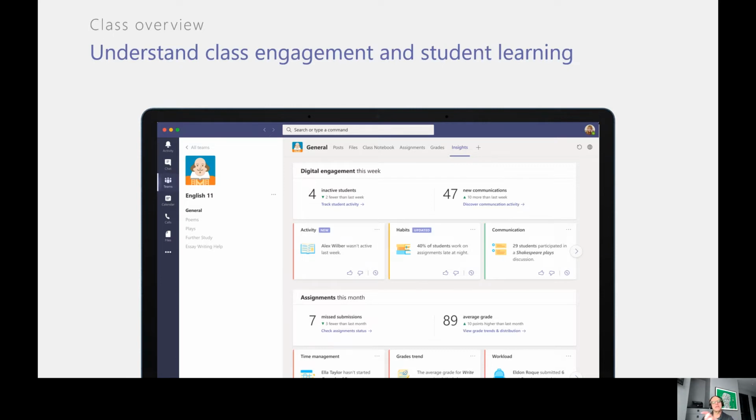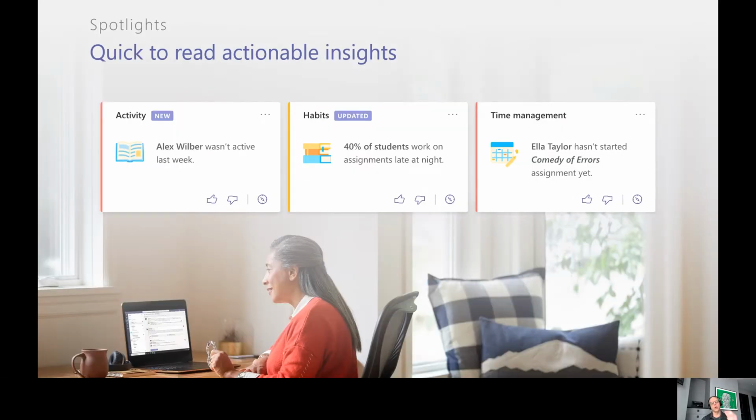And what I want to focus on next are the boxes in the middle, because we've done work to do the AI and detection of what the data reveal that might not otherwise be clear. For example, did you know that there's a student who wasn't active over a period of time? Or did you know that 40% of your students do assignments late at night? Or that one student hasn't started their assignment?